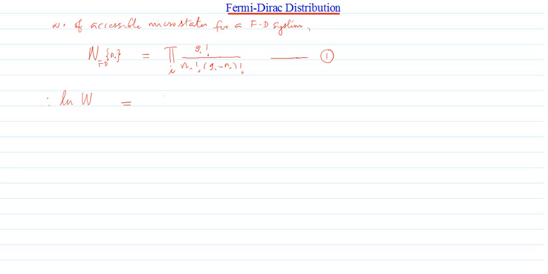So log of W will be equal to, when you take log of the right side, the product becomes a summation as usual, sum over i of log, and log A by B is log A minus log B. So in the denominator I'll also be using the summation. So log gi factorial in the numerator, minus log ni factorial, and plus becomes minus when you open the bracket, so minus log of (gi minus ni) factorial. Now you know what to do.